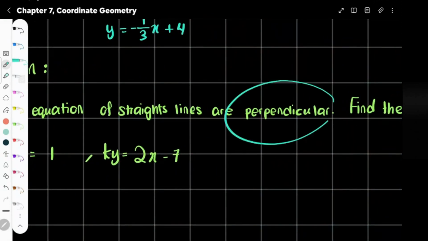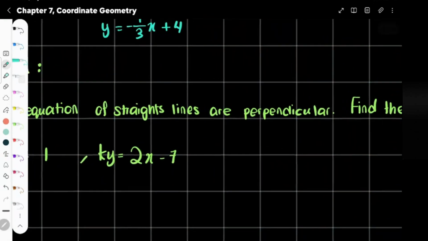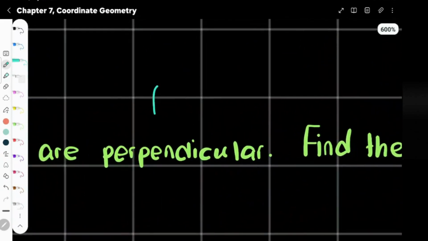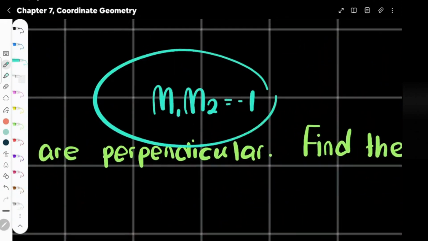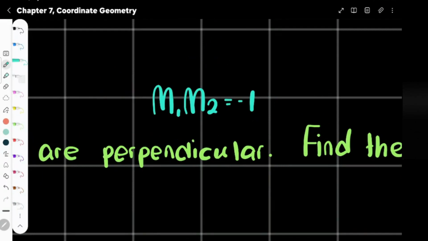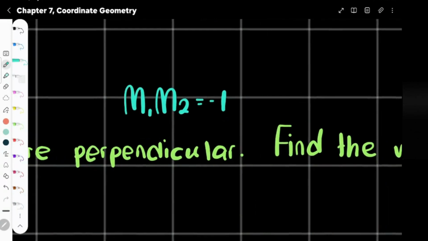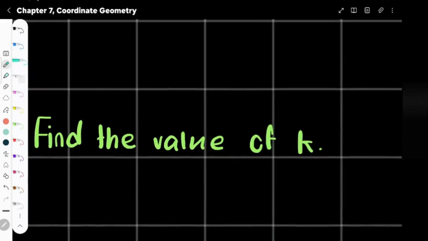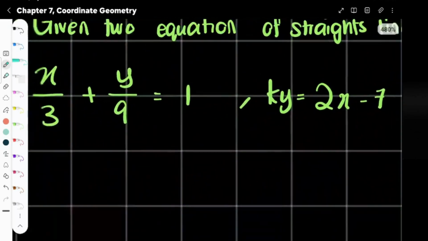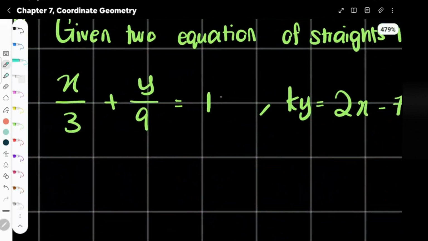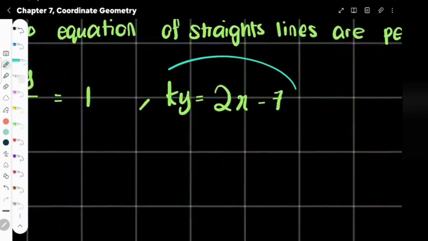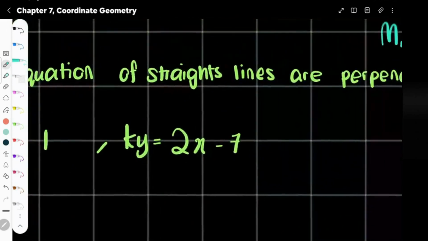So perpendicular, what is the meaning? Whenever you hear perpendicular, that means m1 times m2 equal to -1. Always do this so that you remember, oh, it's perpendicular. Now find the value of k. Where is k? K is here. So they give you one equation, they give you another equation, and they ask you to find the perpendicular.